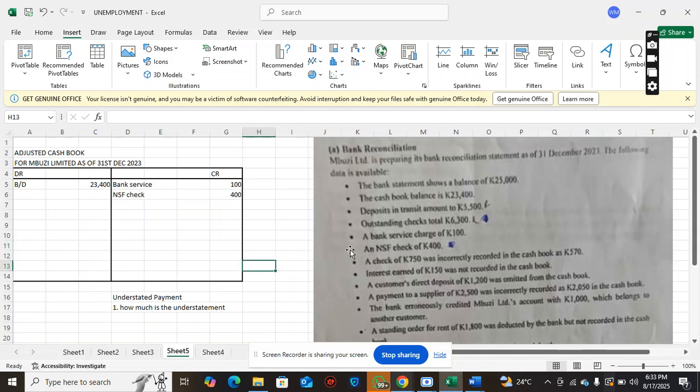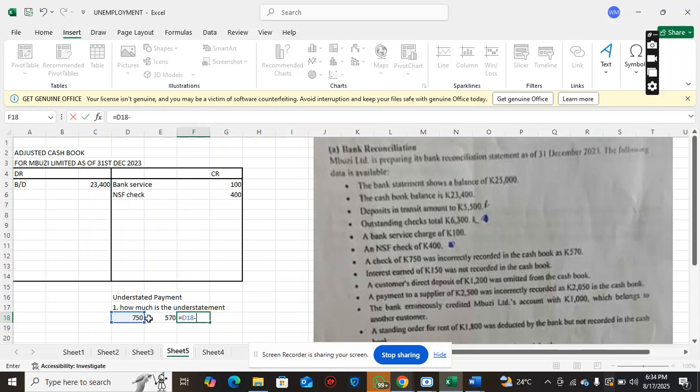Yes. We're on this transaction of a check for 750, which was incorrectly recorded. So we're saying this payment has been understated. Whenever a payment is understated, the first thing you need to find out is by how much it was understated. So 750 minus 570, 180.